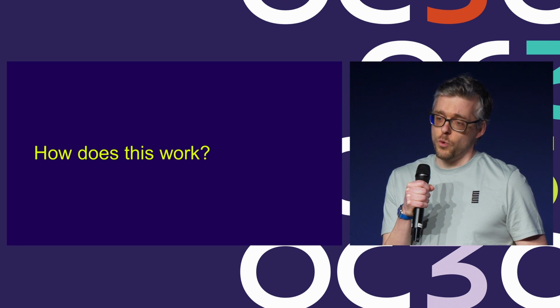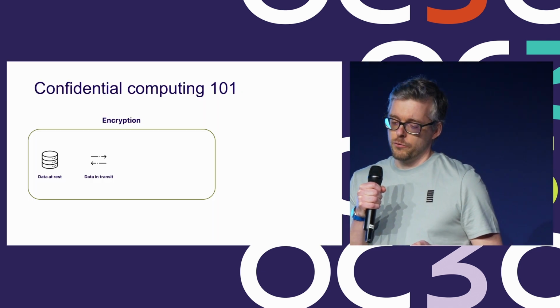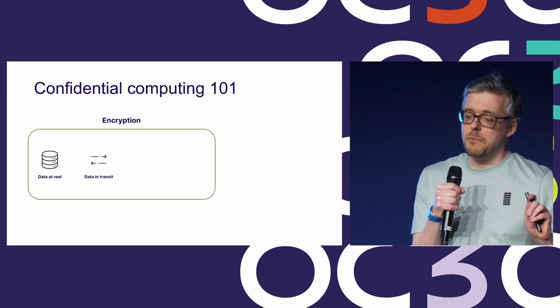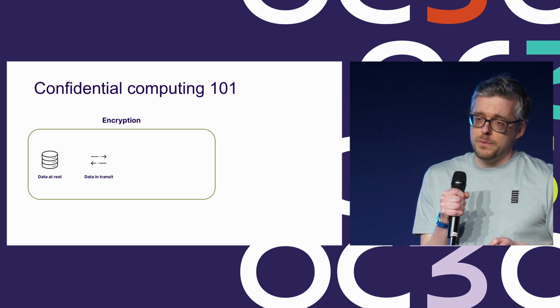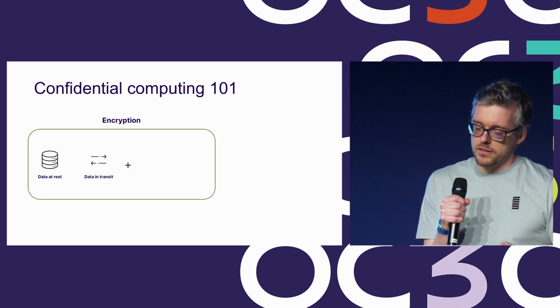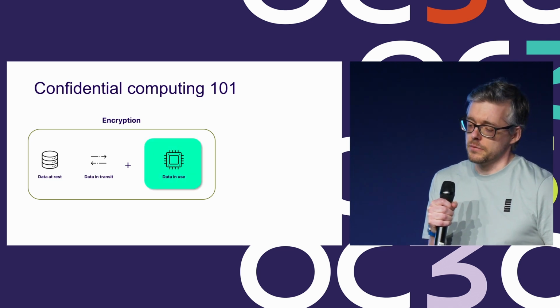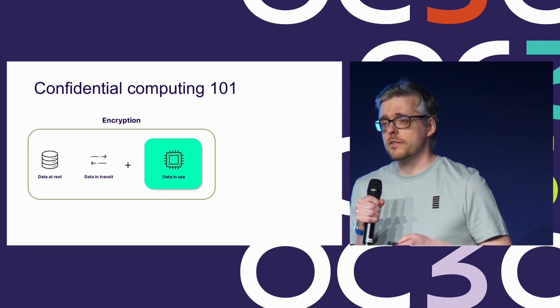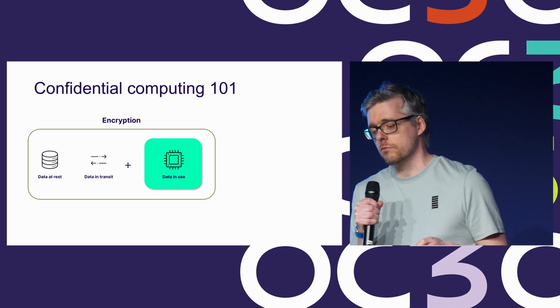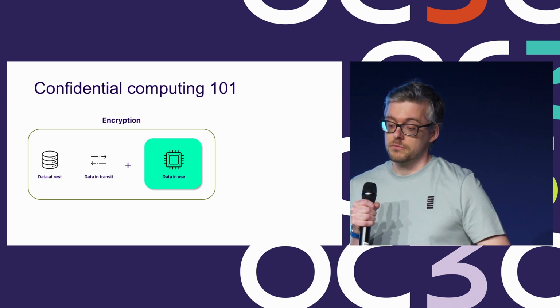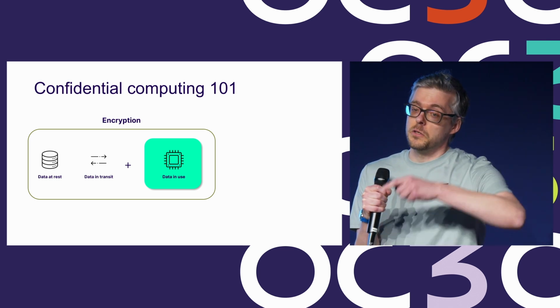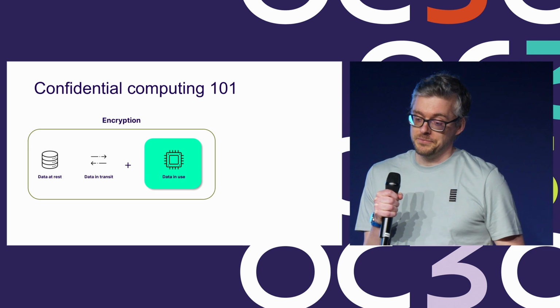So how does this work? First up, the simple explanation, and then a bit more technical explanation. So most people associate a thing called runtime encryption with confidential computing, or data in use encryption. And this complements the traditional forms of data encryption, which are data at rest and data in transit encryption. So with data in use encryption, you close the circle.